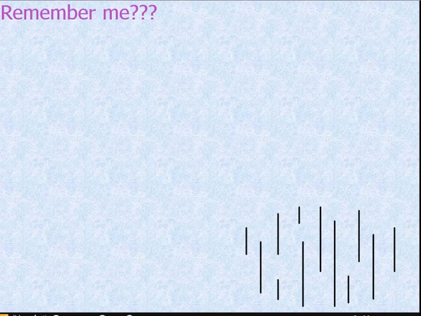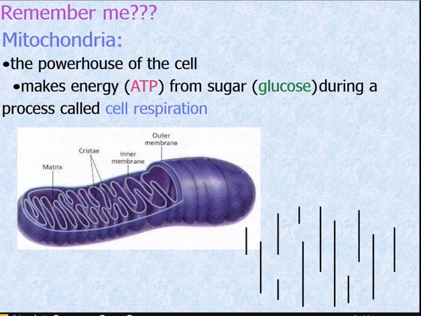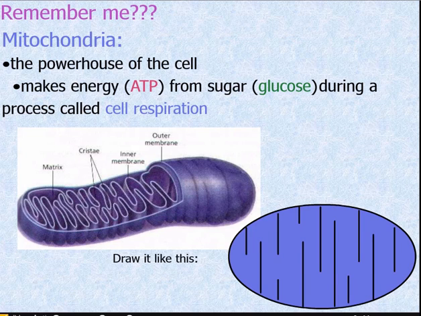Okay, earlier in the unit, we learned about an organelle called the mitochondria. We described the mitochondria as the powerhouse of the cell, and we said specifically it's making a form of energy called ATP. ATP is the energy that your body uses, and it's making that energy from the sugar glucose. The sugar glucose is made during photosynthesis. The process of making that energy, the ATP from glucose, is called cell respiration, and it's made inside the mitochondria.